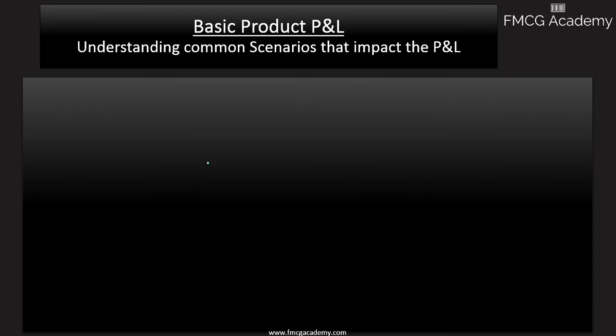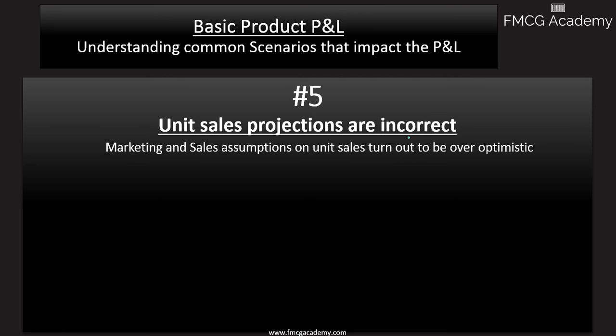Today what I'm going to do is jump to the fifth one, which is unit sales projections are incorrect. Now this is another common scenario. Marketing sales normally put in assumptions to arrive at unit sales, and we're not going to get into how they arrive at those assumptions. But what we're going to see is if they are incorrect, what's the impact on the P&L. And normally I've found in most organizations they tend to be a bit over optimistic, though you can be pleasantly surprised if they were pessimistic and it turns out to be much better than you actually thought it would be.